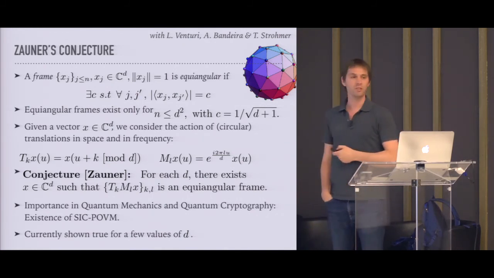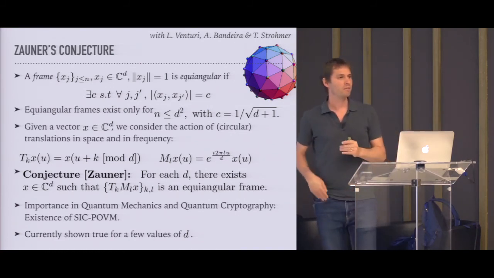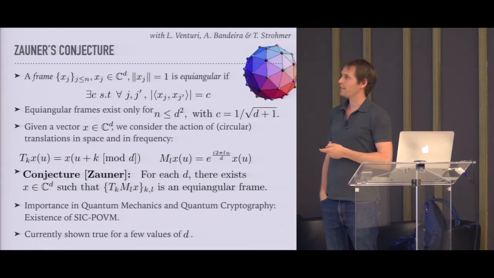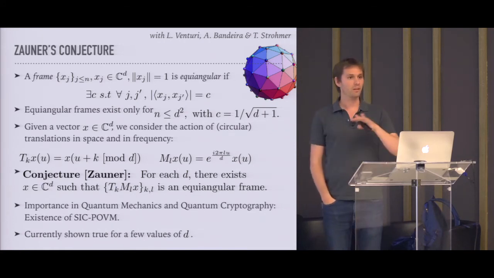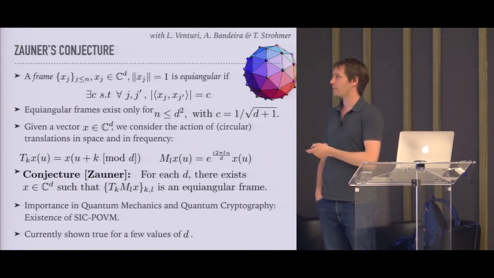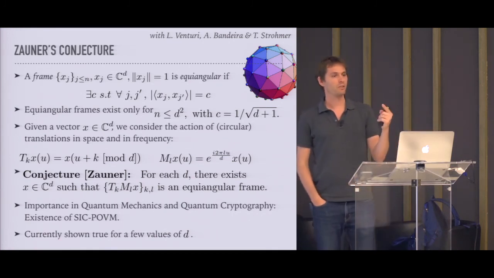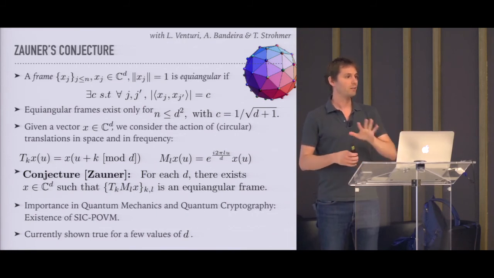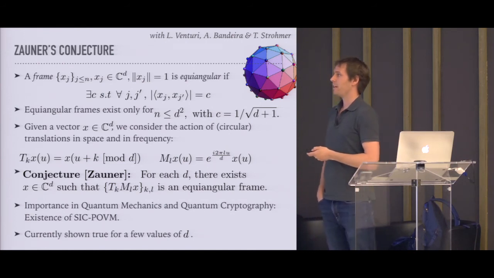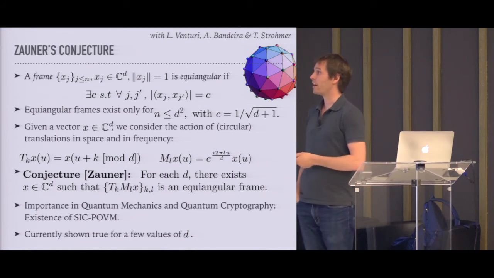Here is one possible way to construct these frames. I give you just one vector, and now I define the action of a group. In that space, there's a group called the Heisenberg group, which lets you translate the vector. You can shift the coordinates using modular arithmetic, or shift the frequencies by using modulation. It is the same thing, right? So if you give me one vector, I can construct d squared copies of it by translating and modulating it. And the conjecture of Zauner is, for every dimension, can I construct an equiangular frame using this construction?